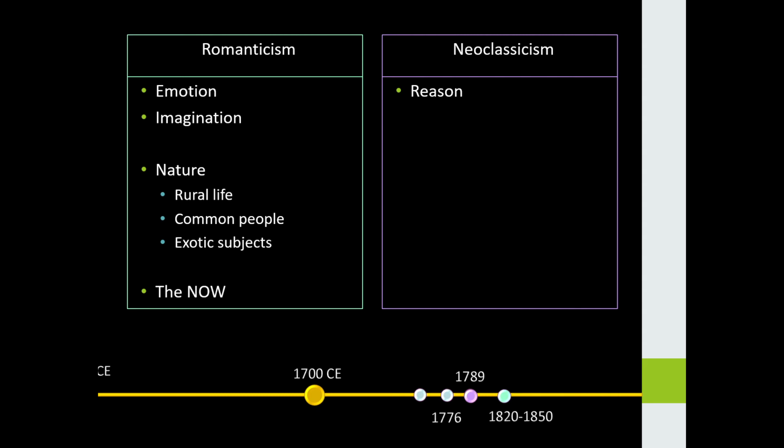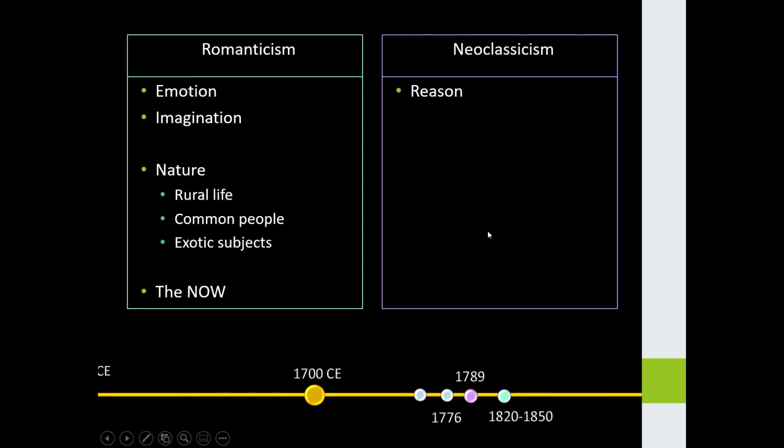Romantics are looking into nature, right, the rural life, the common people, exotic objects like foreign lands, as I mentioned earlier, the Middle East and Africa and things like that. However, they were also very interested in the now. What's going on right now? What's moving? What's happening? It's very much still that kind of humanistic approach to things.